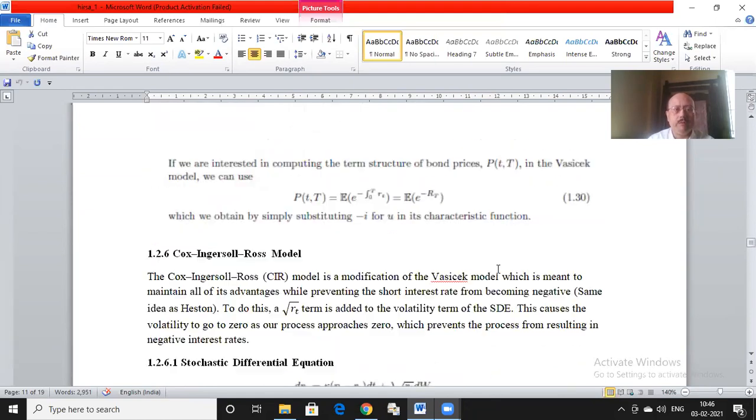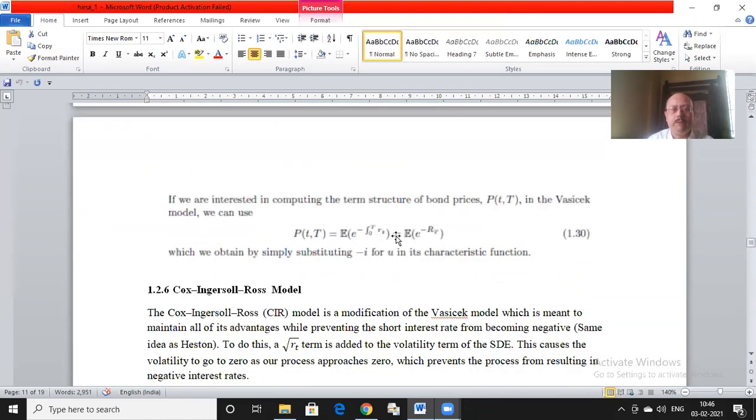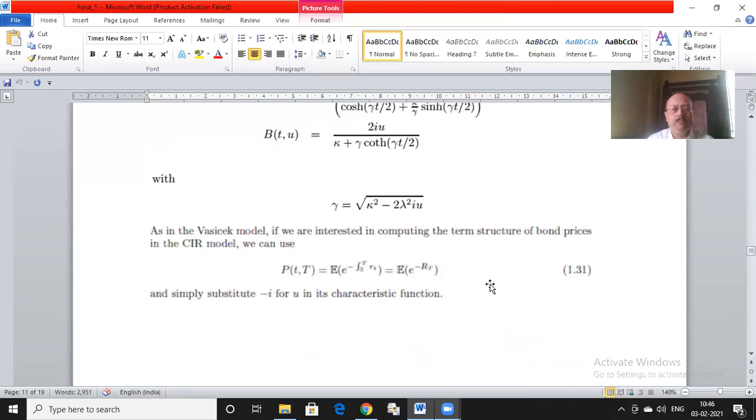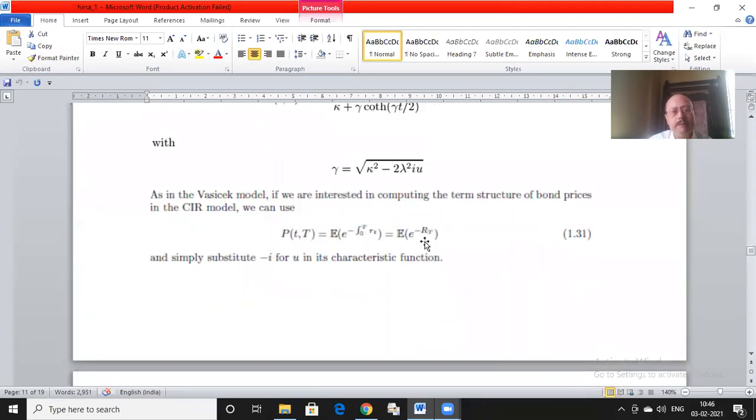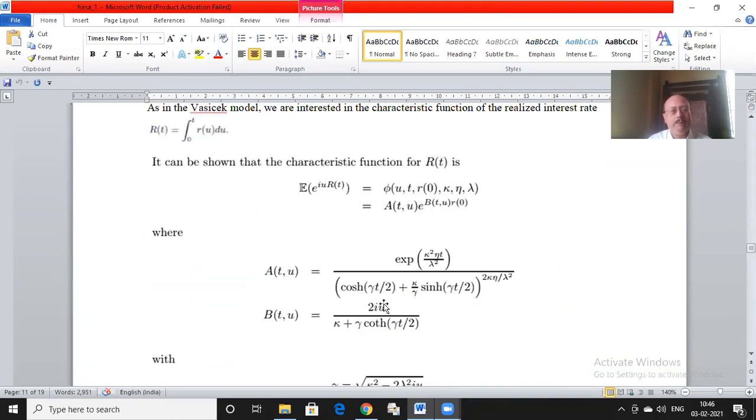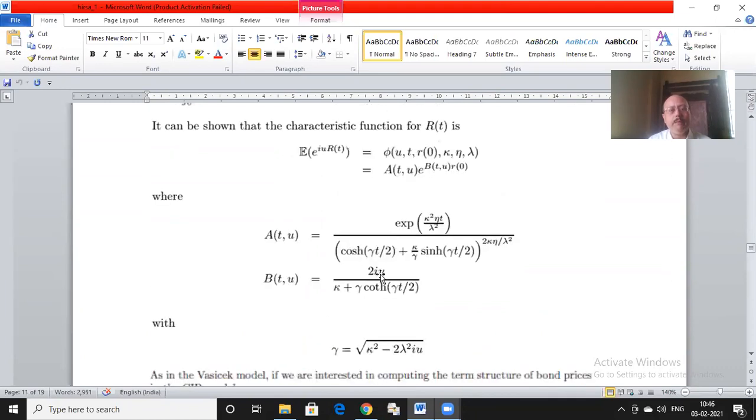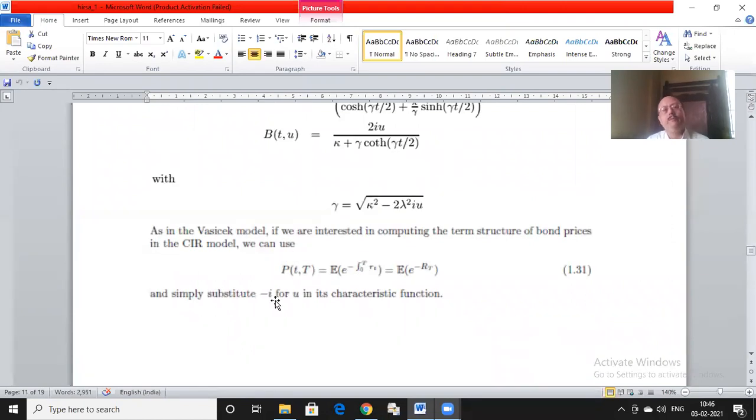As before, as for the Vasicek model, we also did the term structure for the Vasicek model in this equation 1.30. Again, for the CIR model, we are interested in the same object, the term structure, which we will be needing to price the bonds. And again, the expression will be of the same type. This 1.31 is exactly similar type as 1.30, where this expectation of e to the power minus RT can be derived from this characteristic function again by the same insertion as before.